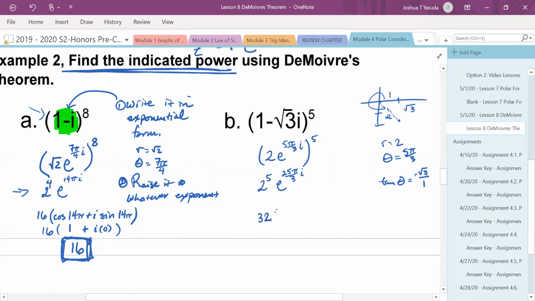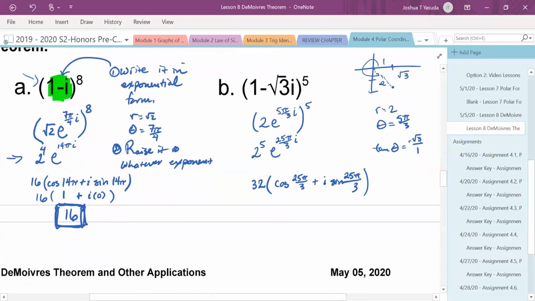So 32 cosine of 25 pi over 3 plus i sine of 25 pi over 3. Okay. 25 pi over 3. What do you think? 24 over 3 would be 8. Do you agree with this? I think you should. Yeah. So 8 pi would be 24 over 3.